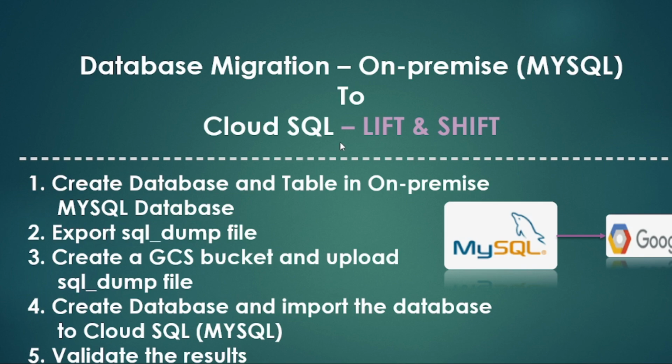First, we will create a database and a table in the on-premise MySQL database. Second, we will export the SQL dump file. The third step is we are going to create a bucket and upload the same SQL dump file into the GCS bucket. Then we'll create a database and import the data into the Cloud SQL MySQL instance. Finally, we will validate the results. Without wasting any further time, let's jump into the practical session.